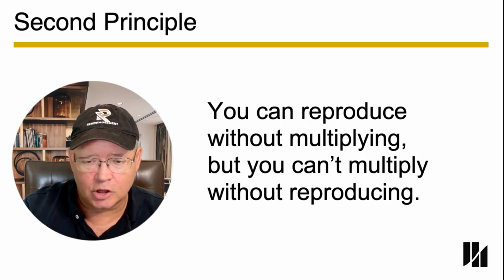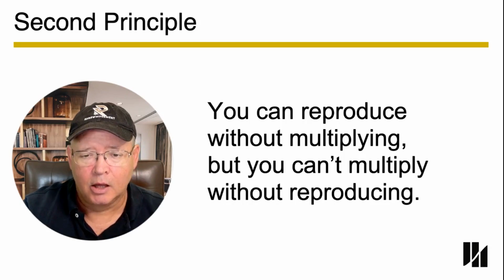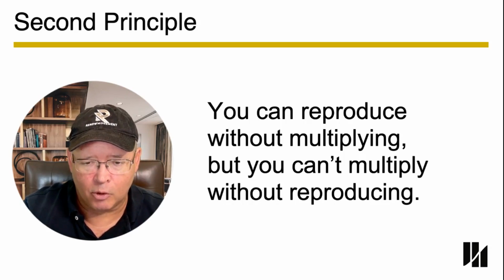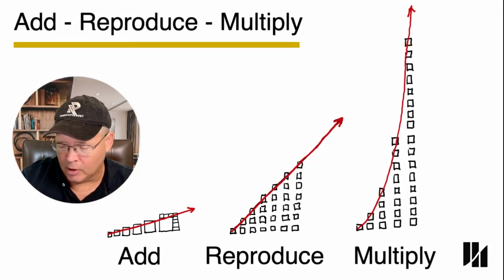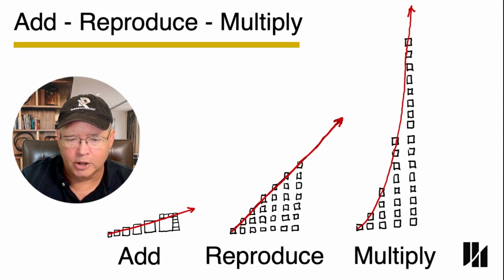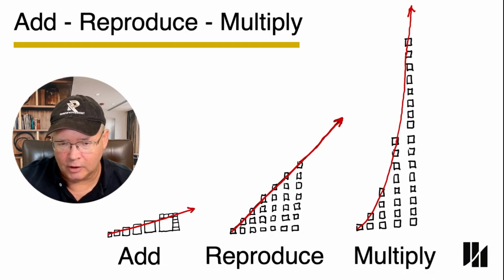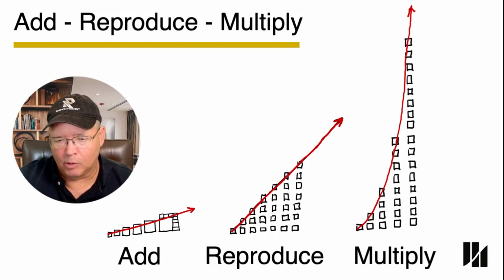So the second principle, you can reproduce without multiplying, but you can't multiply without reproducing. Similar to the addition and the reproduction, but let me say it again. You can reproduce without multiplying, but you can't multiply without reproducing. So let's go back and look at the reproduction and multiplication chart here. You can reproduce without multiplying, meaning in the middle curve there, one church can continue to have babies and they're reproducing. But in order to get to multiplication, the kids also have to reproduce. You can't get to multiplication without the kids reproducing.